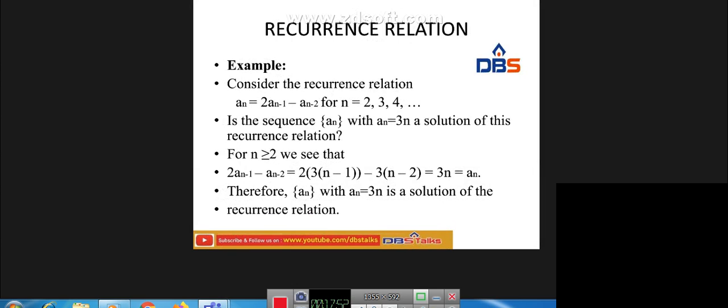For example, consider a_n = 2a_(n-1) - a_(n-2) for n = 2, 3, 4 and so on. The sequence a_n = 3n is a solution for this recurrence relation. For n greater than or equal to 2, we see that 2a_(n-1) - a_(n-2) equals 2(3(n-1)) - 3(n-2) equals 3n, that is equal to a_n. Therefore, a_n = 3n is a solution of the particular recurrence relation.